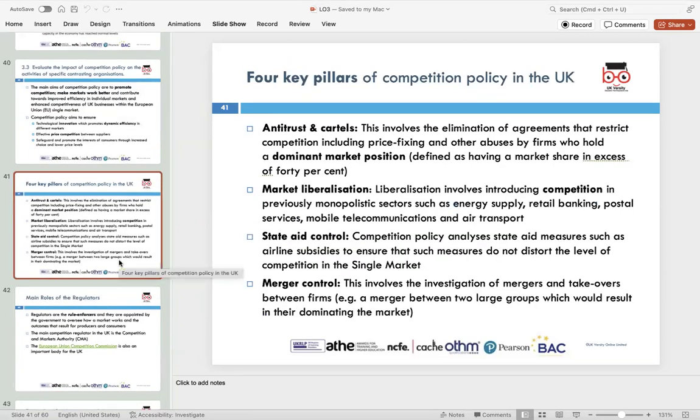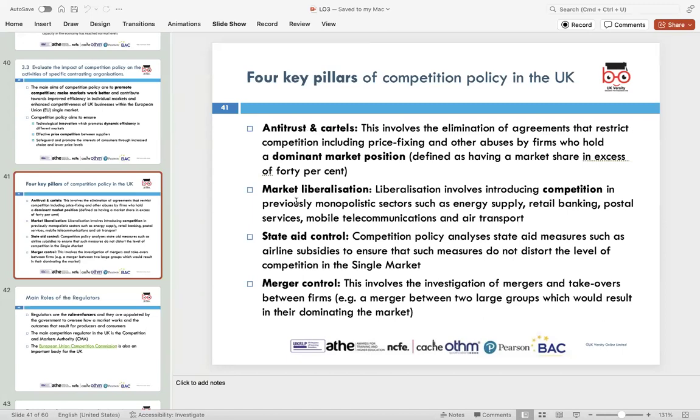Four key pillars of competition policy in the UK: antitrust and cartels. In the realm of antitrust and cartels, the eradication of agreements that restrict competition in crucial aspects, which includes price fixing and other forms of abuse committed by businesses that hold a market position of a dominating nature, defined as having a market share of more than 40% of the total.